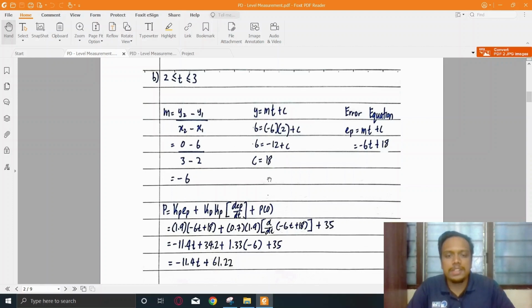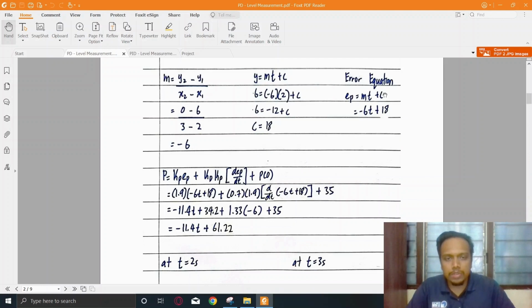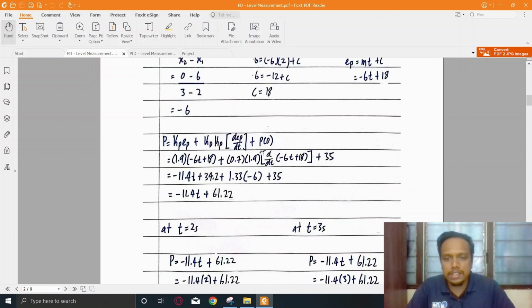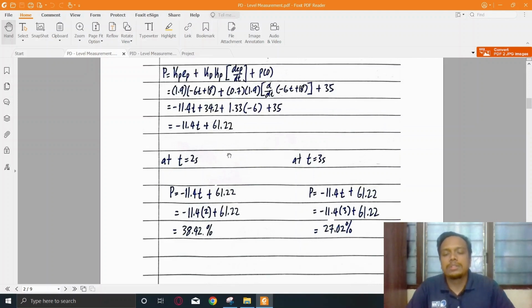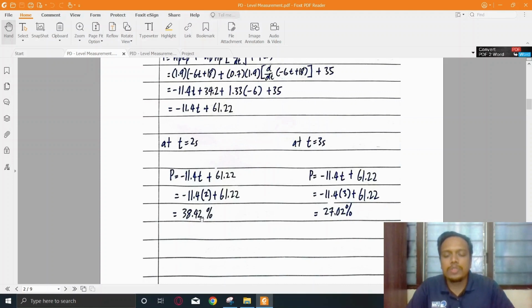Same way, you just find c and find the error equation. Then you substitute the values into this main formula, and you'll get this equation: -11.4t plus 61.22. Since you're finding 2 and 3, you just substitute into the equation, and you'll get 38.42% for 2 seconds and 27.02% for 3 seconds.